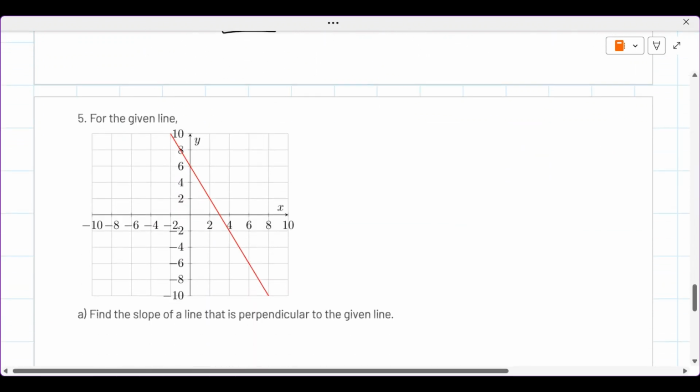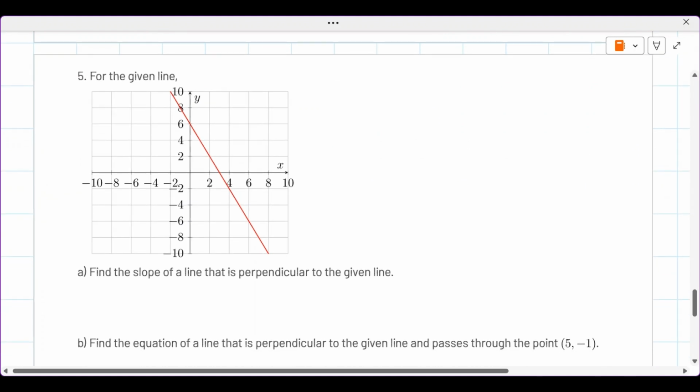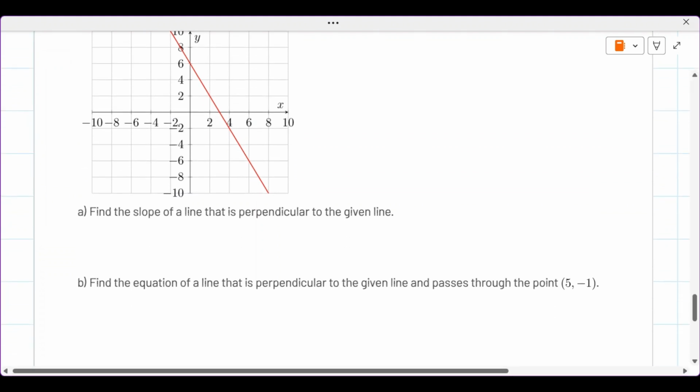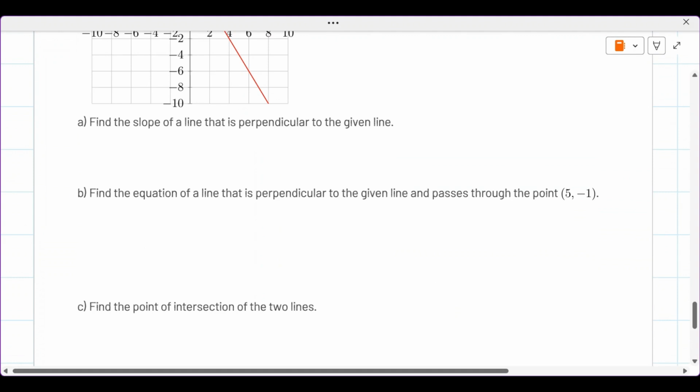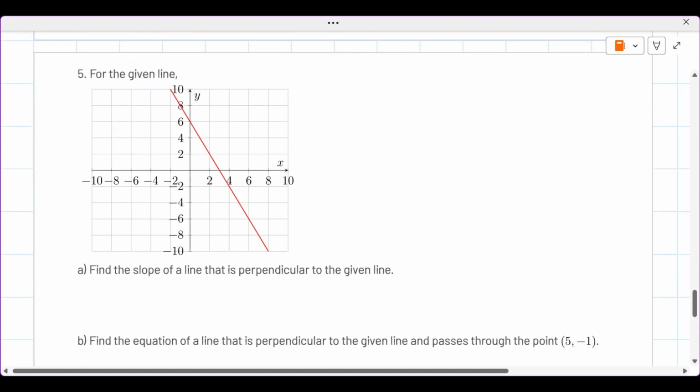And let's move on to the final question. For the given line, find the slope of a line that is perpendicular to the given line, find the equation of a line that is perpendicular to the given line and passes through the point (5, -1), and find the point of intersection of the two lines.